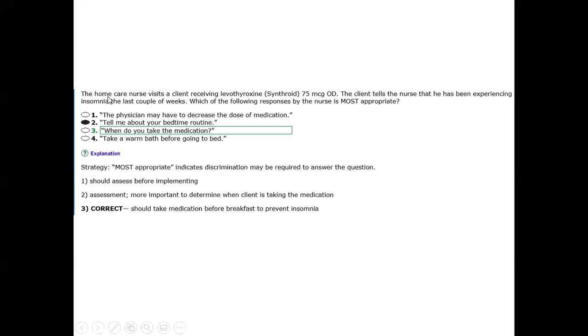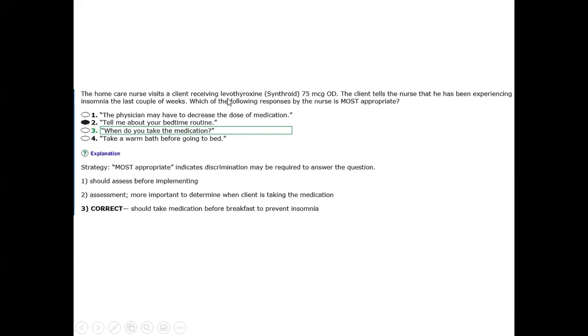Next question. The home care nurse visits a client receiving levothyroxine. Levothyroxine, the other name is called Synthroid. This is the medication we use for hypothyroidism. So levothyroxine or Synthroid 75 microgram OD. The client tells the nurse that he has been experiencing insomnia for the last couple of weeks. Which of the following responses by the nurse is the most appropriate?